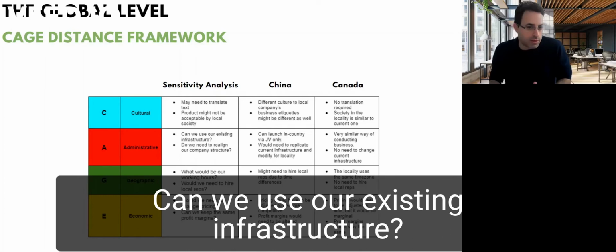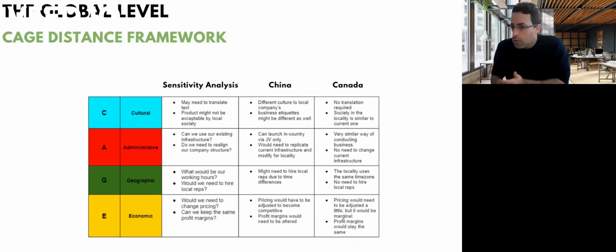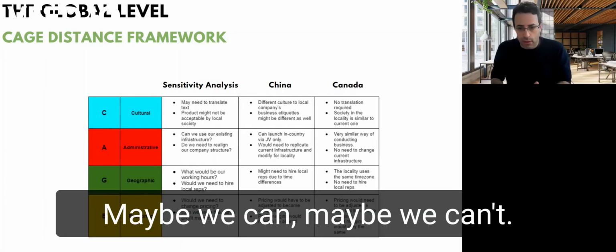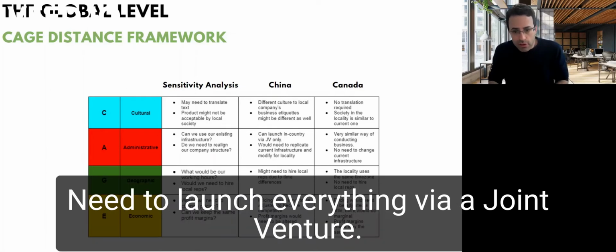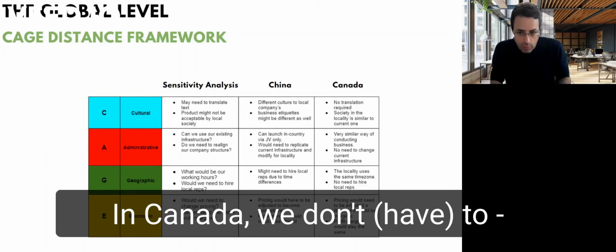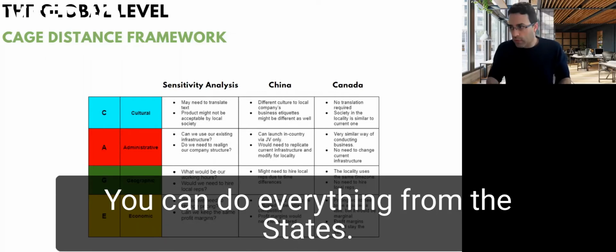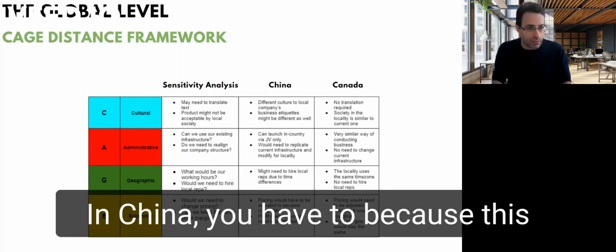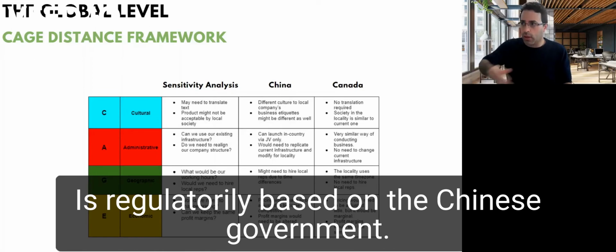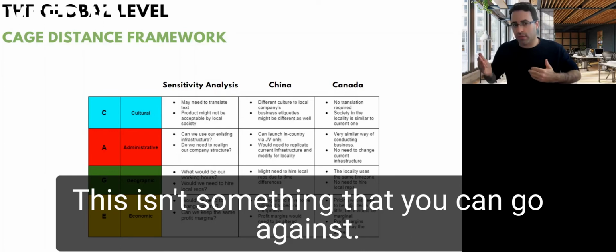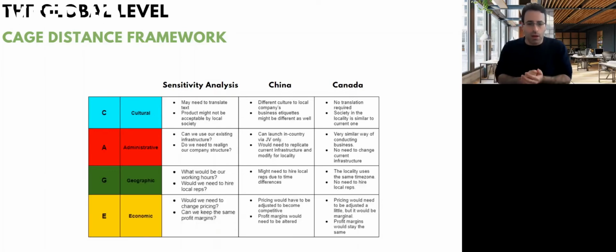Administrative-wise, can we use our existing infrastructure? Maybe we can, maybe we can't. But in China, for example, we'll need to launch everything via a joint venture. In Canada, we don't need to. We can do everything from the States. In China, you have to, because this is regulatory, based on the Chinese government. This isn't something that you can go against.